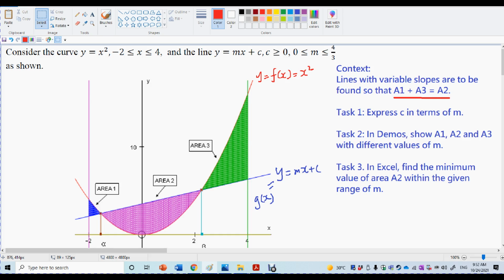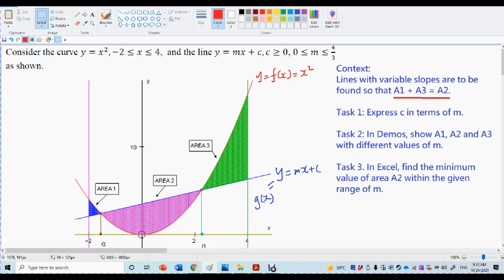Okay, so first of all, there are two graphs. One is the quadratic, y equals f(x) equals x squared. The other is a linear, y equals g(x) equals mx plus c. Right now you see there are three areas in different colors. Area 1 and area 3 are above the straight line and below the quadratic graph. But the pink one is the opposite, below the straight line but above the quadratic graph.